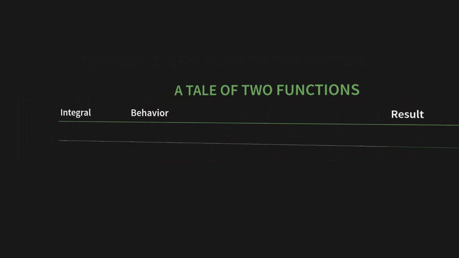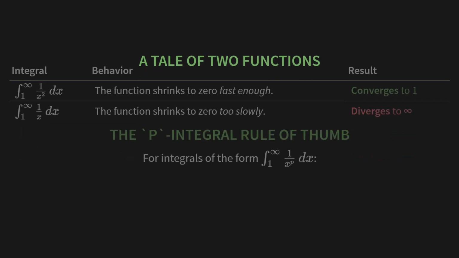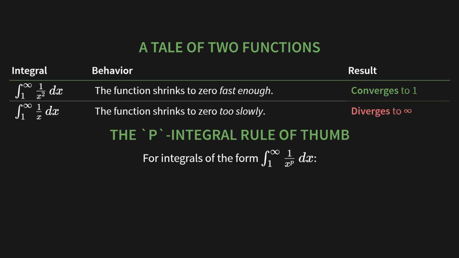So here's the tale of two functions. For the integral of 1 over x squared, the function shrinks to 0 fast enough, so the integral converges to 1. For the integral of 1 over x, the function shrinks to 0 too slowly, so the integral diverges to infinity. This leads to a really useful rule of thumb, the p-integral rule.